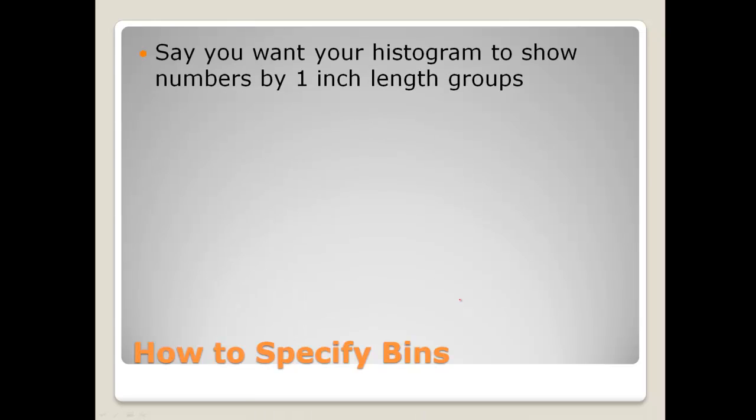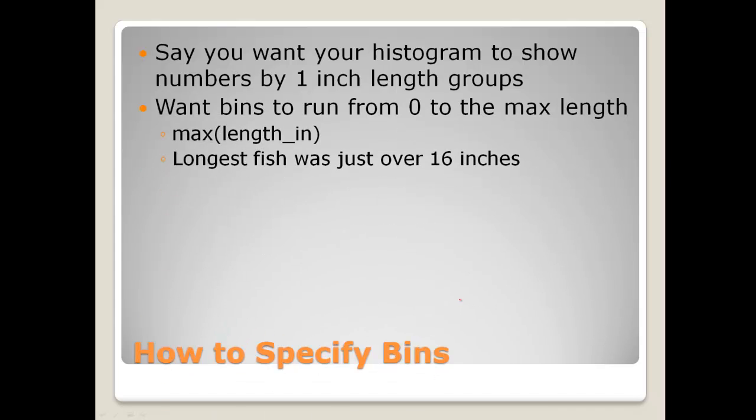So let's, for example, say that we want our histogram to show the fish lengths in 1-inch length groups. And so what we want to do is we want our fish lengths to be broken into the number of bins it takes to go from 0 to the maximum length that's in our data set by 1-inch length groups. So one way to do that is to use this command max, and then put the variable of interest, or the vector of interest, in there, and that will tell you what's the maximum value. When we do that, we find out the longest fish was just a smidge over 16 inches. So our maximum value will be 17 inches.